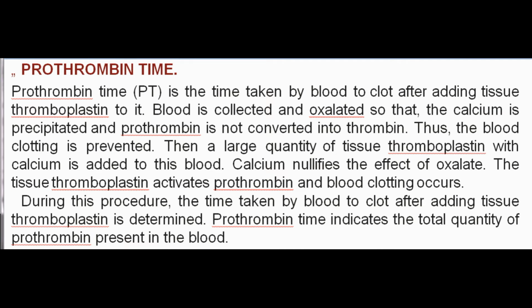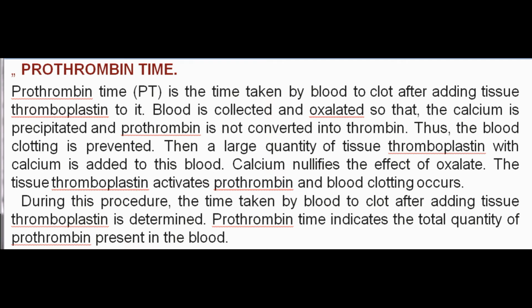Prothrombin time, PT, is the time taken by blood to clot after adding tissue thromboplastin to it. Blood is collected and oxalated so that the calcium is precipitated and prothrombin is not converted into thrombin. Thus, the blood clotting is prevented. Then a large quantity of tissue thromboplastin with calcium is added to this blood. Calcium nullifies the effect of oxalate. The tissue thromboplastin activates prothrombin and blood clotting occurs. During this procedure, the time taken by blood to clot after adding tissue thromboplastin is determined.